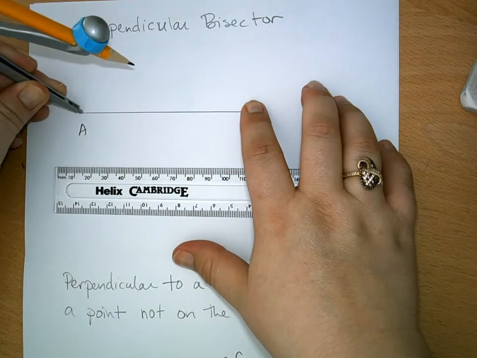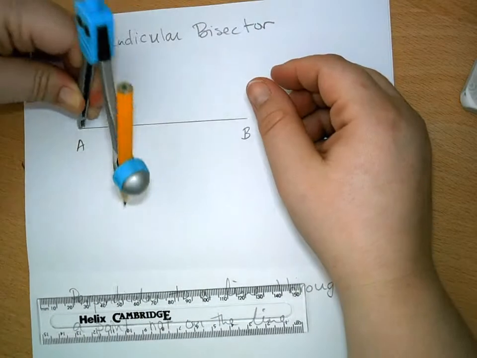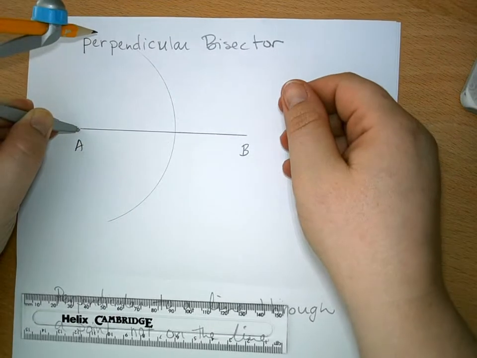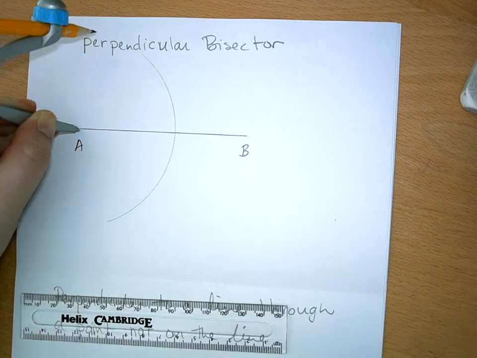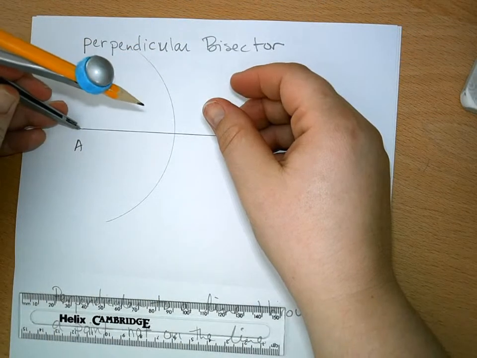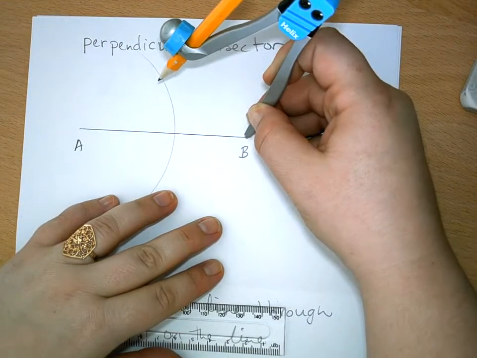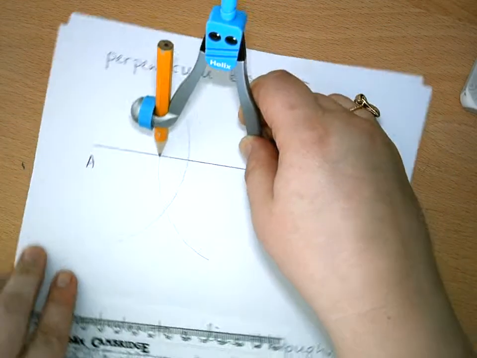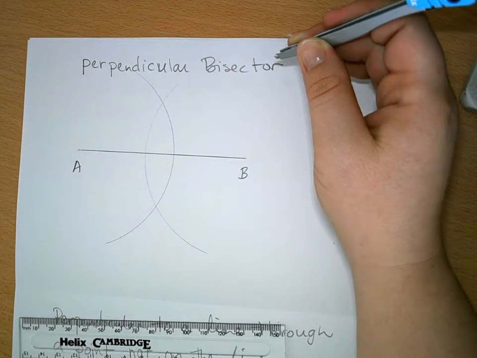Place the compass on one of the endpoints. Stretch the compass just past the middle and sweep your compass so that it intersects the line and it goes below and above the segment. Next, using the same radius, just go ahead and double check and make sure that you have the same radius. Place the point on the other endpoint and sweep your compass. You're going to get these two intersecting arcs.